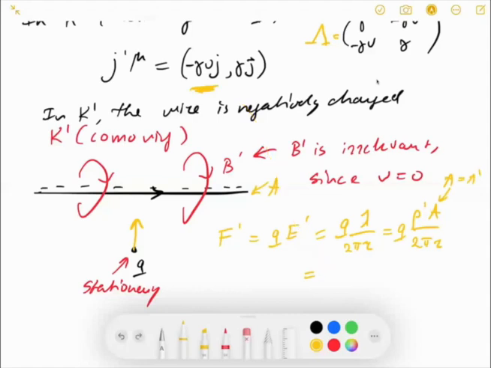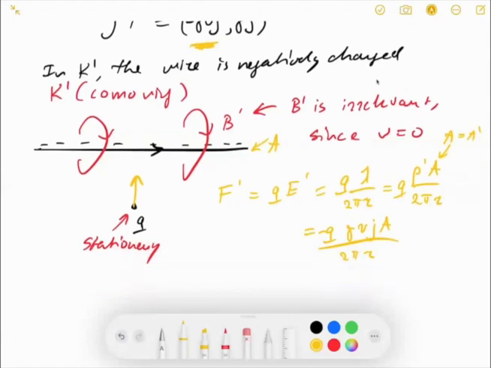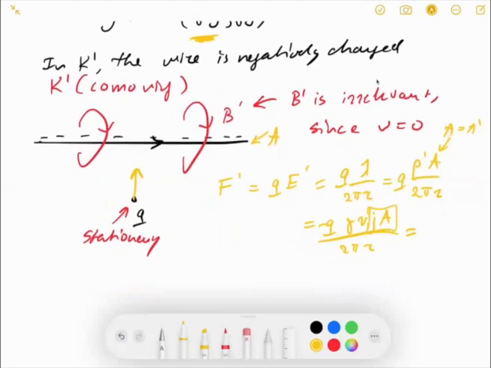So that's going to be Q times rho prime, which is gamma V j A, with a minus, over 2 pi r. And j times A, of course, is the current. So this is minus Q gamma V I over 2 pi r. Okay, so that's our force.